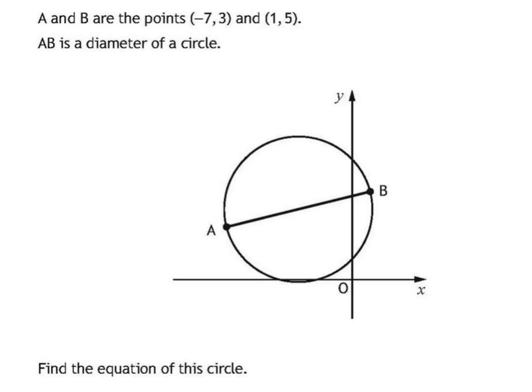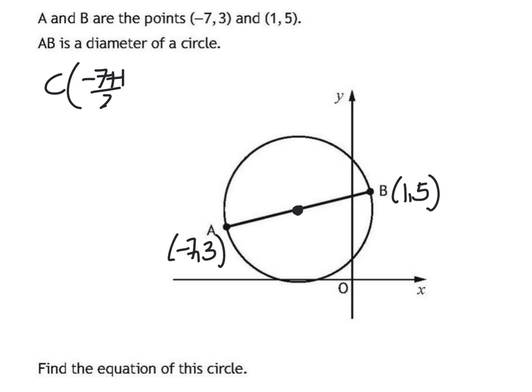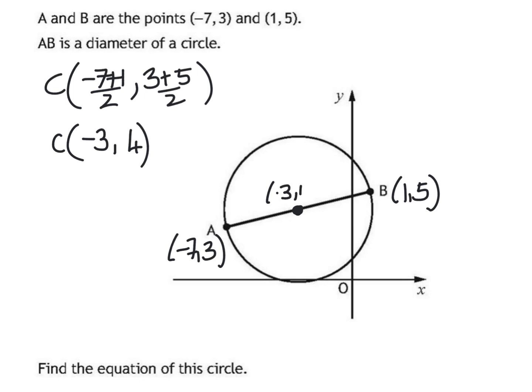Okay, in my last example, we have this circle here. We're told that A is the coordinate negative 7, 3. And B is coordinate 1, 5. They want us to find the equation of this circle. So to get the equation, you need the centre and you need a radius. To get the centre, we're going to use the midpoint formula. So the centre would be minus 7 plus 1, halved, and then 3 plus 5, halved. Minus 7 plus 1 is minus 6, half it is minus 3. 3 plus 5 is 8, half it is 4. So this point here is negative 3, 4.